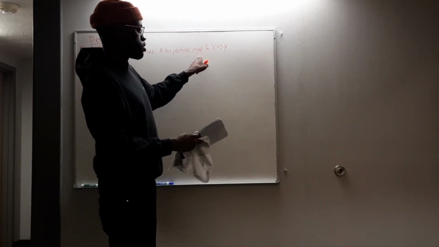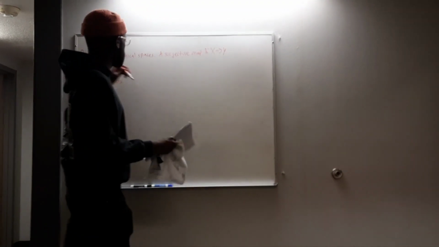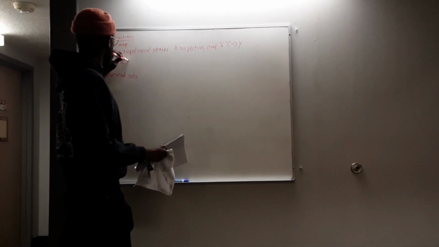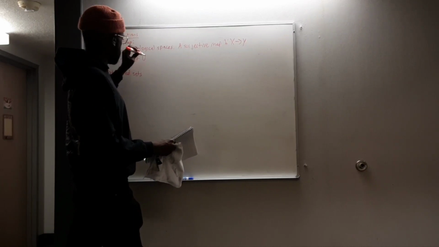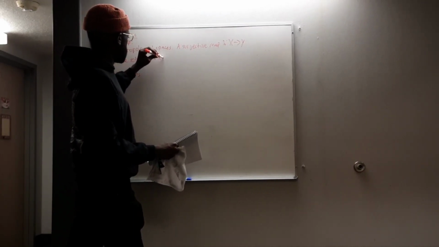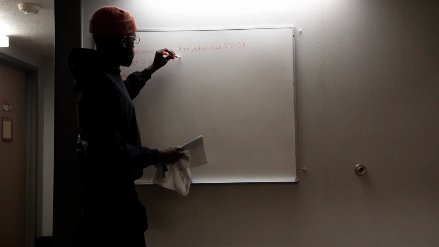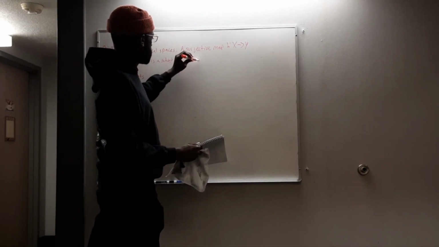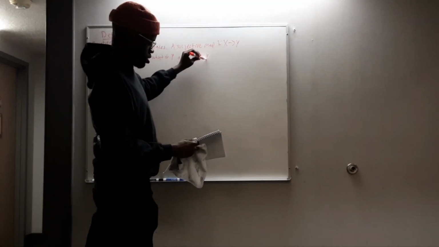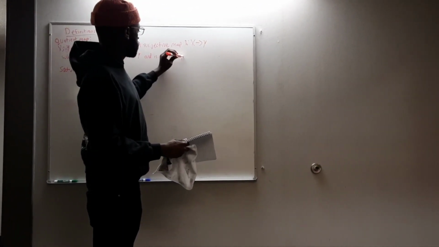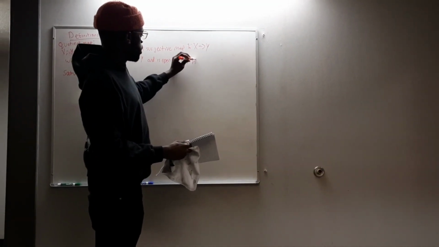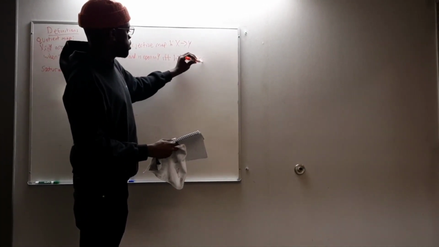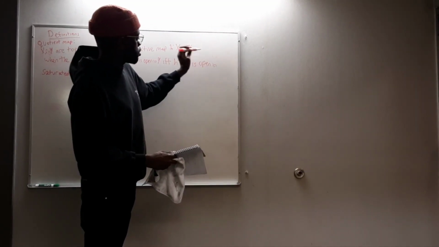This map is a quotient map when the set U, a subset of Y, is open in Y if and only if H inverse of U is open in X.